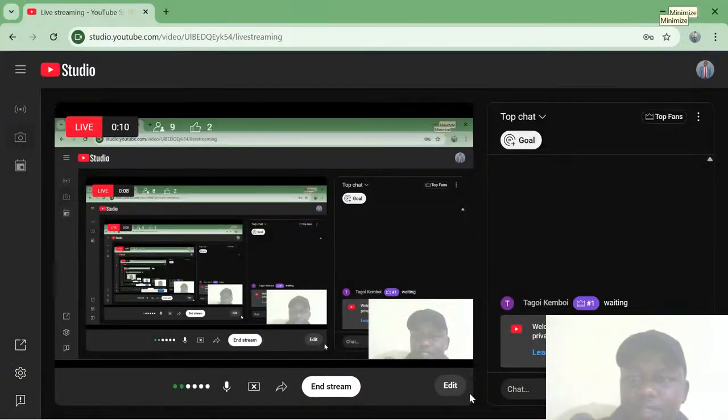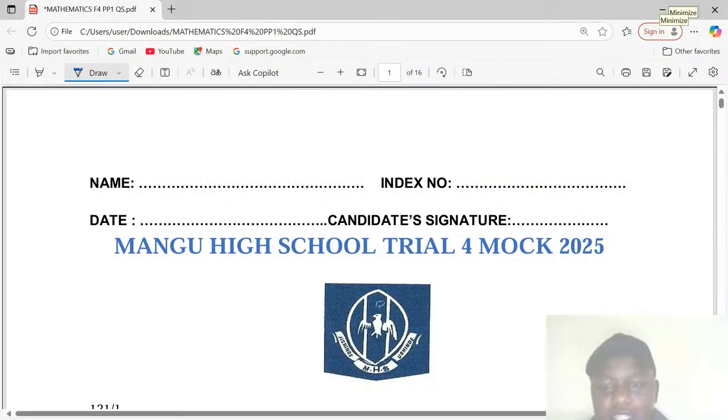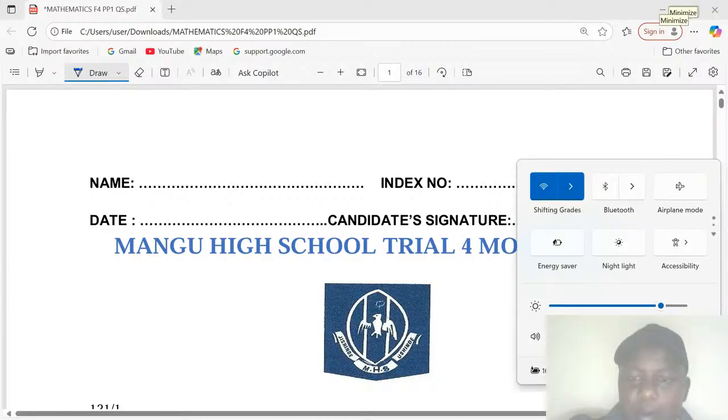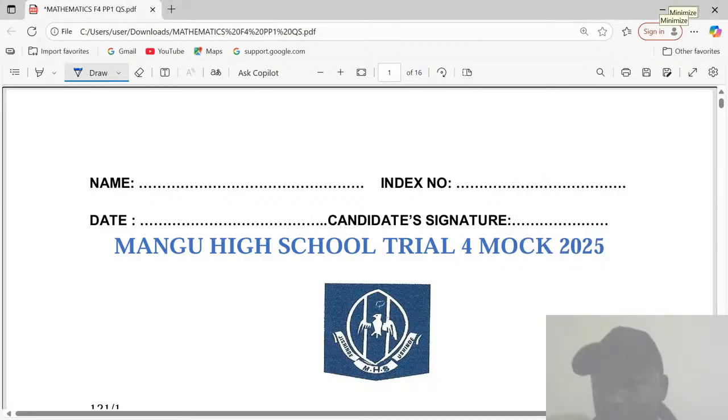Today we are covering mathematics, paper 1. This is the paper that we'll be discussing in the next 1 hour or so. I hope that you are going to reap something from this particular program.